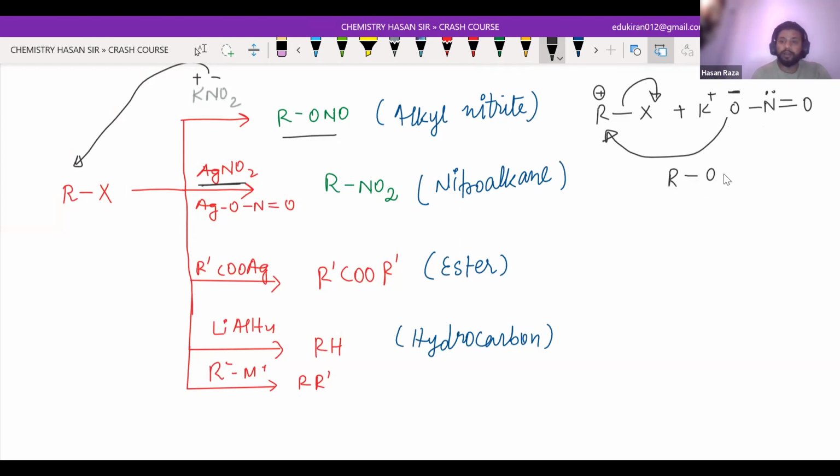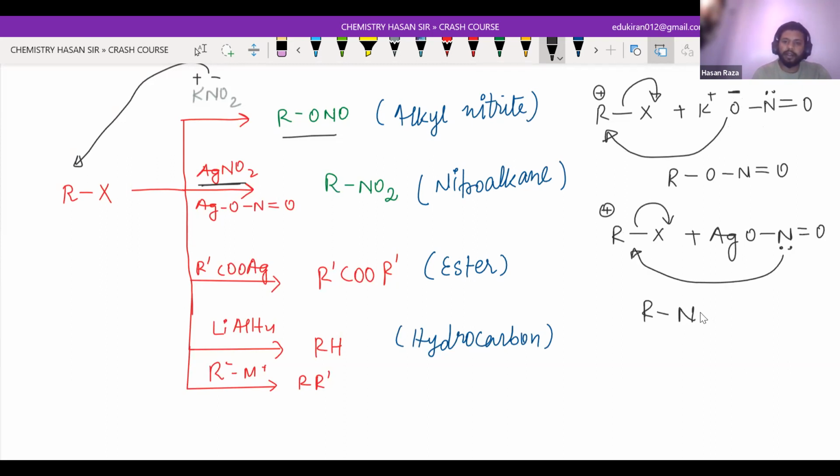So it will be like this. But when we talk about AgNO2, you can see there is no negative charge. Only the option left is nitrogen, so it will attack through that. That's why nitroalkane forms. So these two reactions are very important, and the rest are very easy.